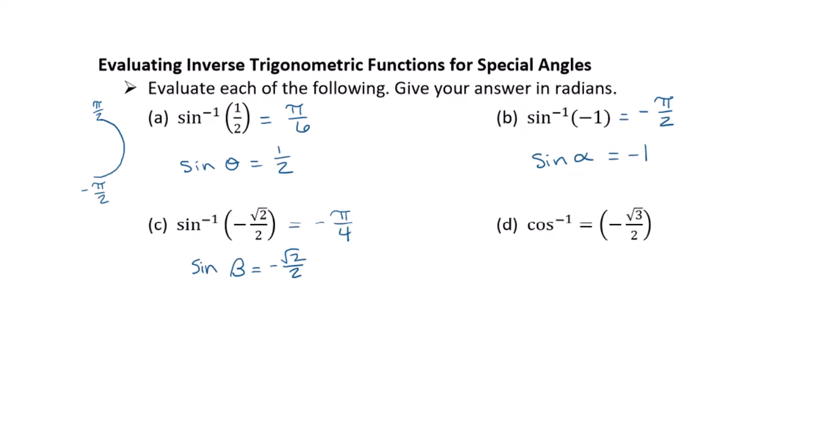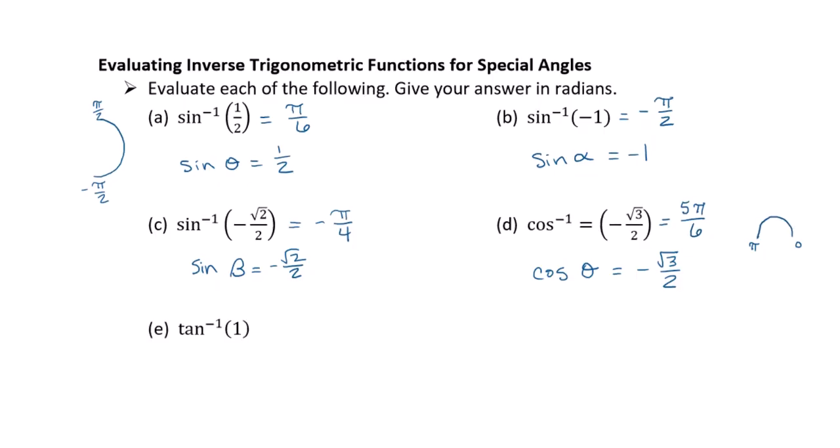And here, the inverse cosine of negative square root 3 over 2 means that the cosine of some angle was equal to negative square root 3 over 2. Remember, the inverse cosine graph means that the cosine was restricted from 0 to pi. So at what angle between 0 and pi will the cosine of an angle be negative square root 3 over 2? That's going to be at 5 pi over 6.